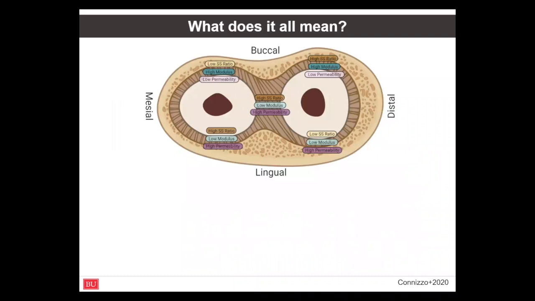So just to summarize what it all means, I've created this summary graph where what you can see is the self-stiffening ratio shown in yellow or brown, where the high values are shown in the darker color and the low values are shown in the lighter color. The modulus is then shown in blue, and then the permeability is shown in purple or pink.